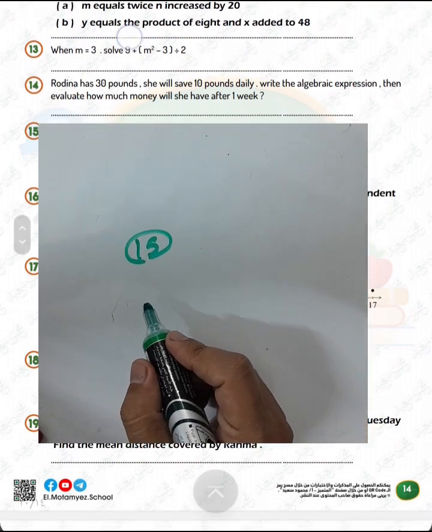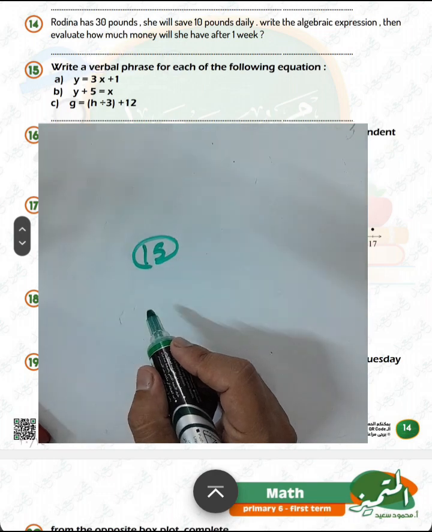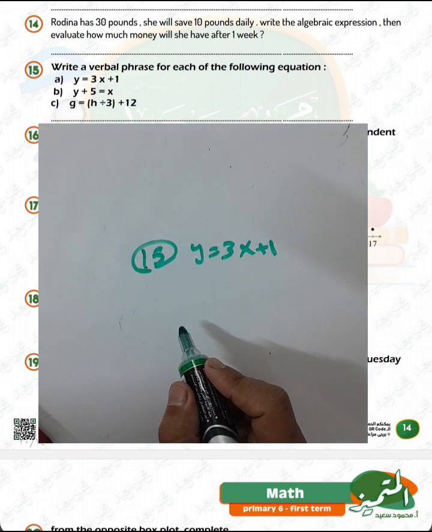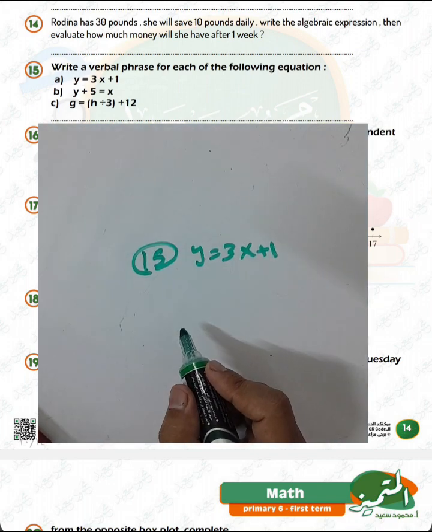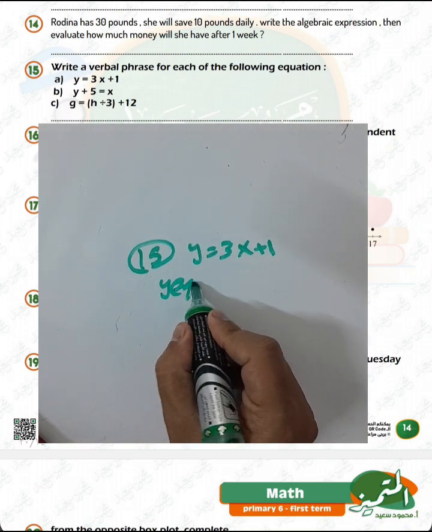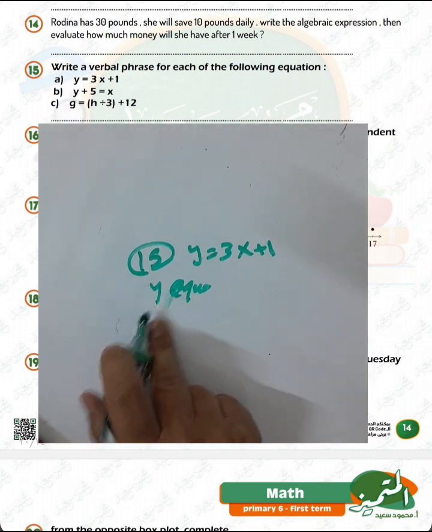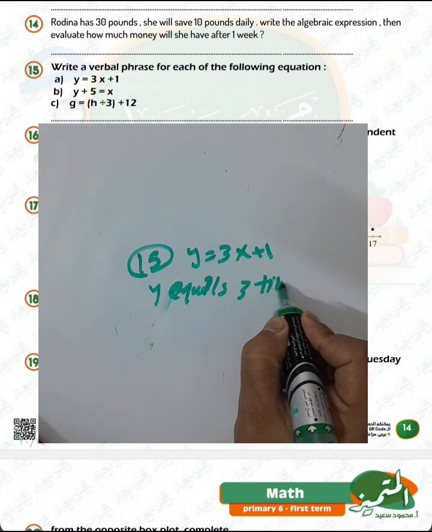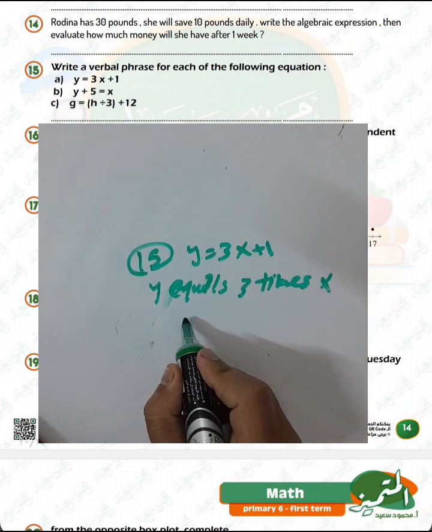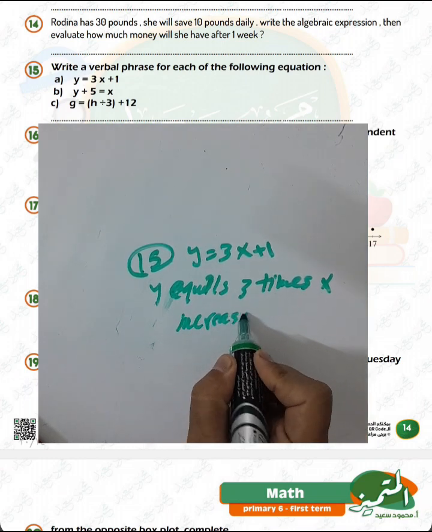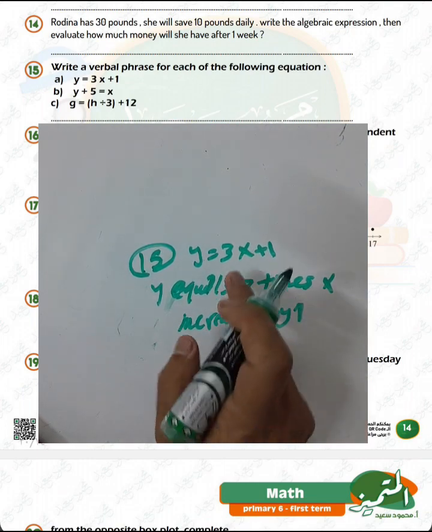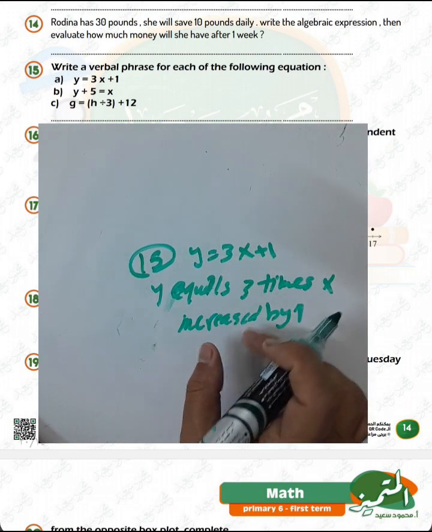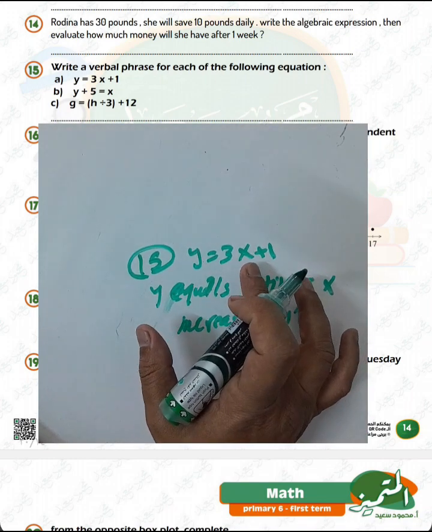Question 15. Write a verbal phrase of the following: y equals 3x plus 1. Okay, we can write here y equals 3 times x increased by 1. Or y equals 3 times x added to 1.